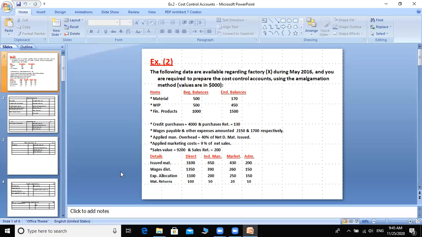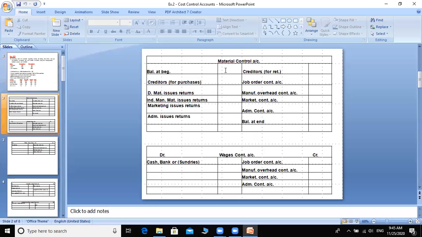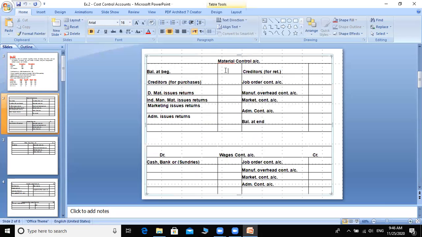I have material, wages, and other expenses: 3 accounts. Then I have indirect manufacturing and its applied, marketing and its applied, administrative. Then I have work in process, finished product, COGS, trading, and P&L. The 13 accounts as I told you before. Shall we begin recording the balances in the material control account, work in process control account, and finished product? Yes. Material: I have a beginning balance of 500 and an ending balance of 170. This is the material control account.